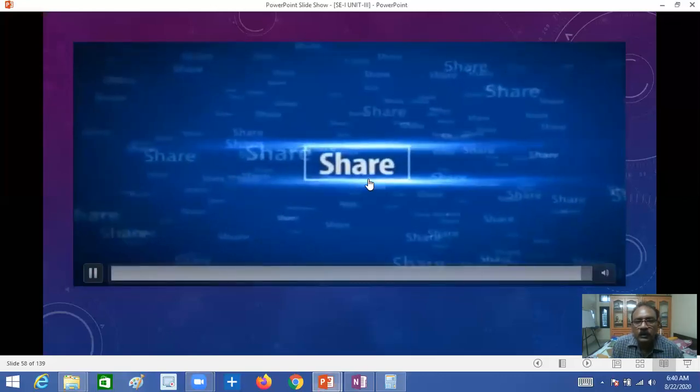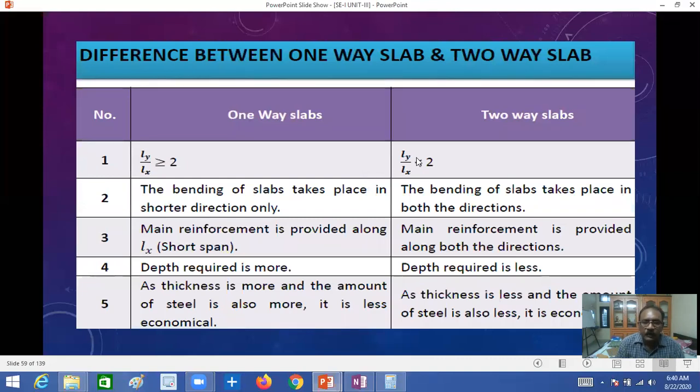Okay. See, this is a one-way slab and two-way slab. What we observe first is longer span by shorter span. See what are the differences between one-way slab and two-way slabs. If Ly by Lx is greater than 2, that is a one-way slab, and if it is less than 2, it is a two-way slab. The bending of slab takes place in the shorter direction only in a one-way slab. But in a two-way slab, what will happen? Bending will be taken on both sides. As I explained, the bending moment is taken on both sides, right?